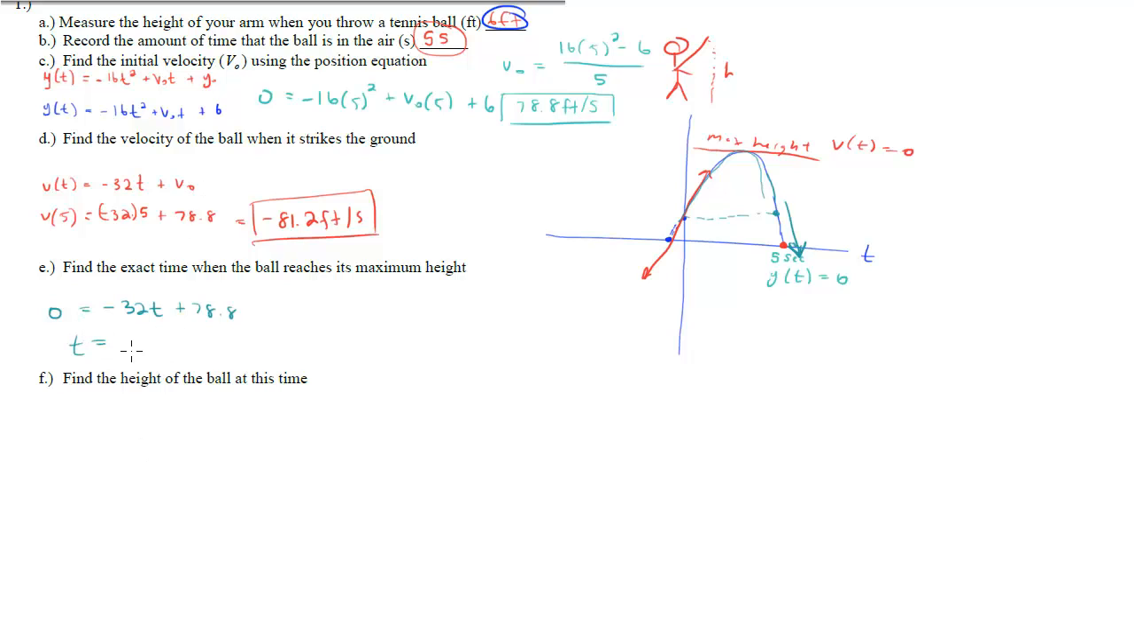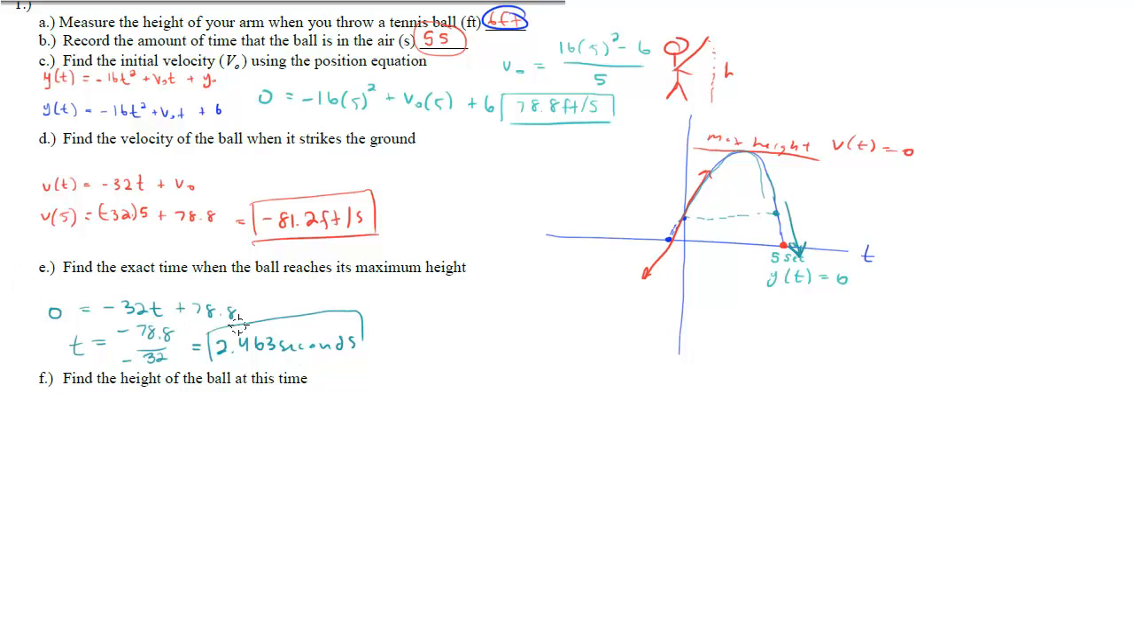And then so t equals negative 78.8 over negative 32, and that's going to be 2.463 seconds.